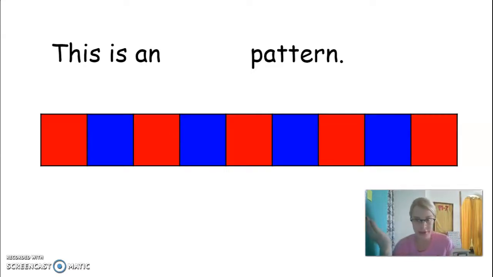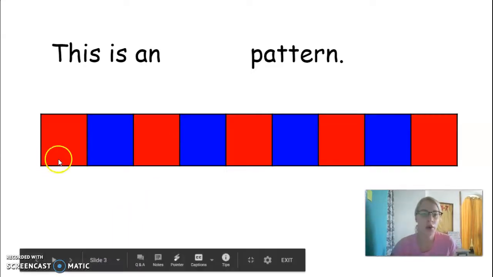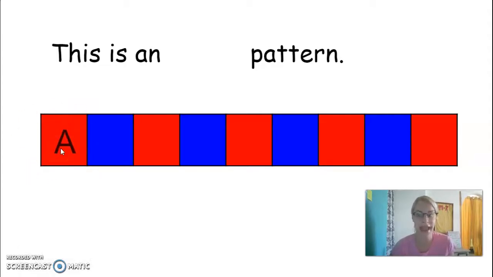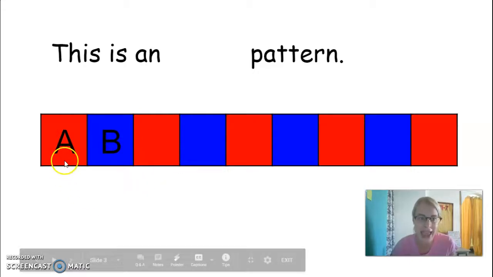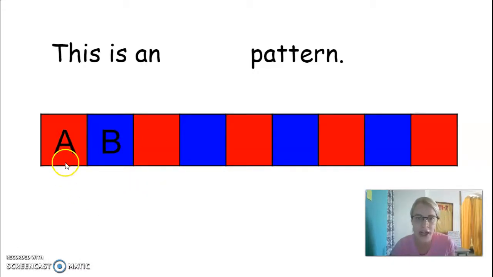I just used colors to make it easy. So the first color is red, which means red becomes A. The second one, is it also red? Is it the same as A? No, which means it has to be the next letter in the alphabet, B. Then we go to the third one and we say, is it the same as A? Have we seen it so far? And it turns out that yes, it is A again because it's red.